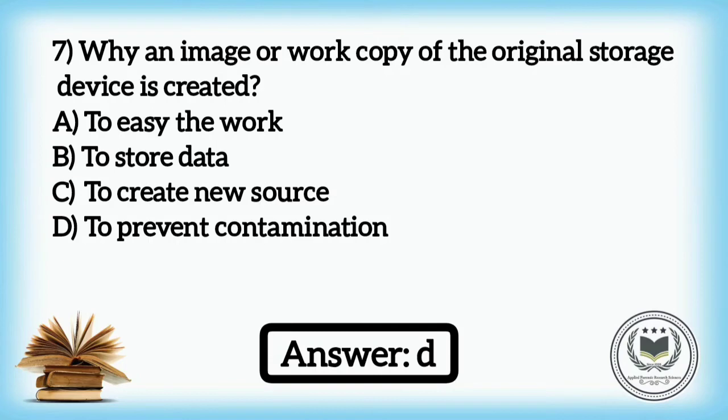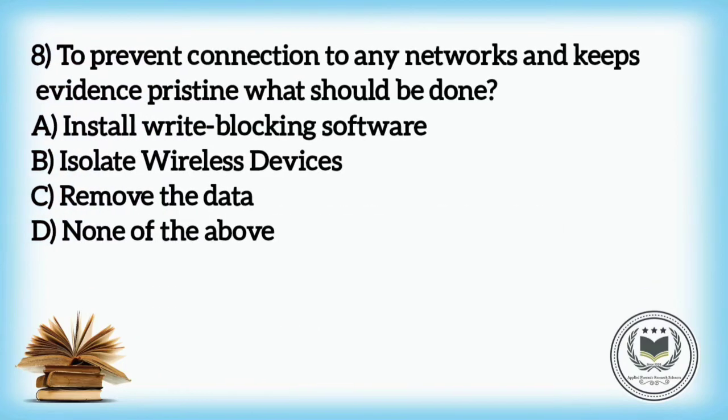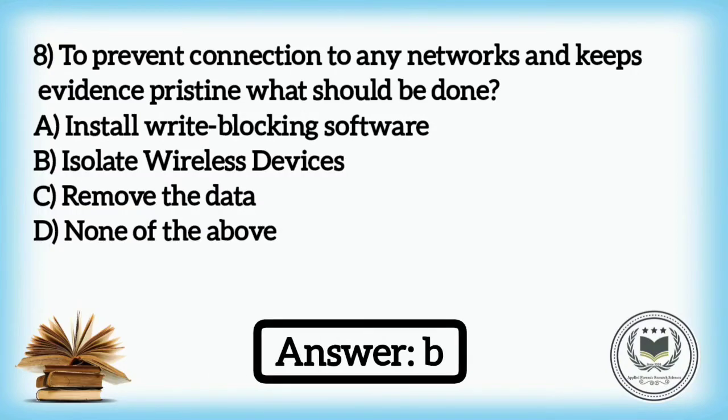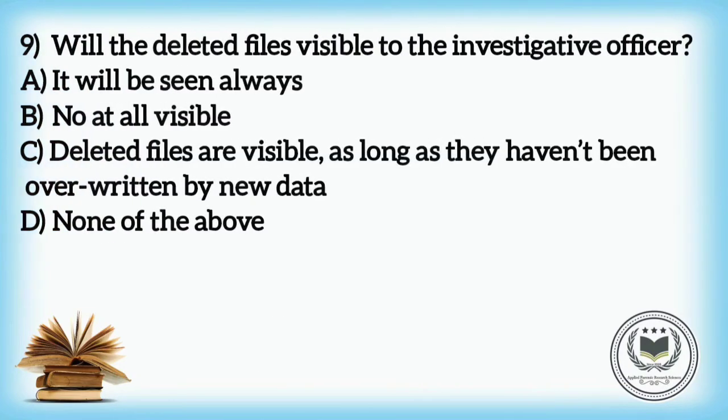To prevent contamination. Next question is, to prevent connection to any networks and keep evidence pristine, what should be done? A. Install write blocking software. B. Isolate wireless devices. C. Remove the data. Or D. None of the above. The correct answer is B. Isolate wireless devices.